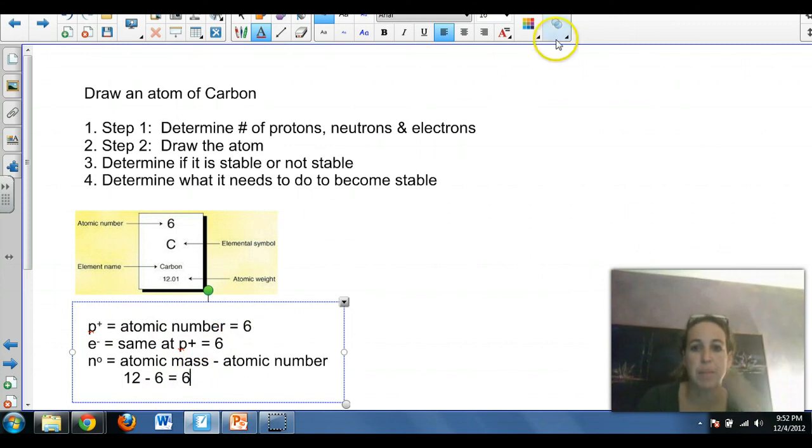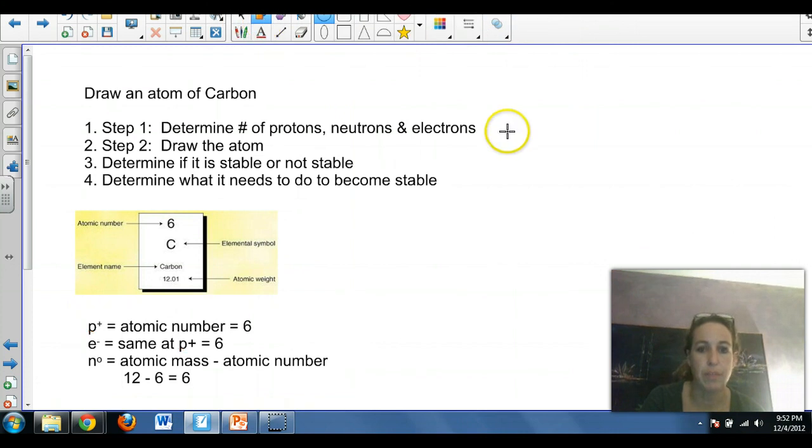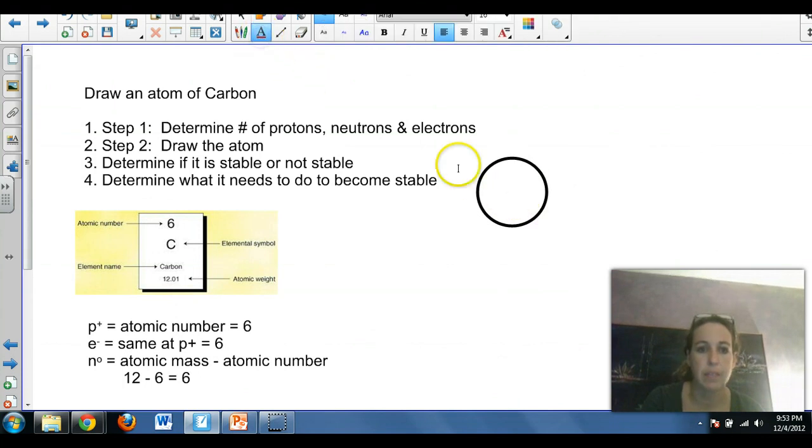So our next step then is to draw it. So I'm going to go ahead and put in my first circle. And remember that is my nucleus, and inside the nucleus goes my protons. Let me move this over a little bit. So my 6 protons and my 6 neutrons.